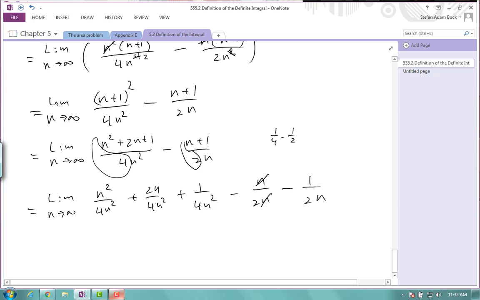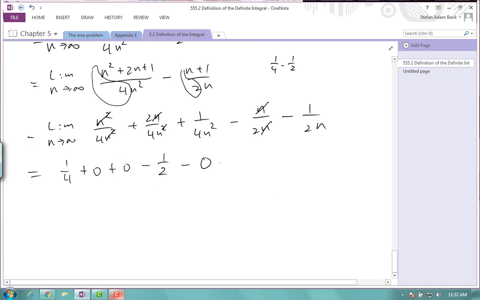And then a bunch of stuff cancels, leaving me, after evaluating my limit, with 1 over 4 plus 0 plus 0 minus 1/2 minus 0, giving me a final answer of negative 1 over 4.